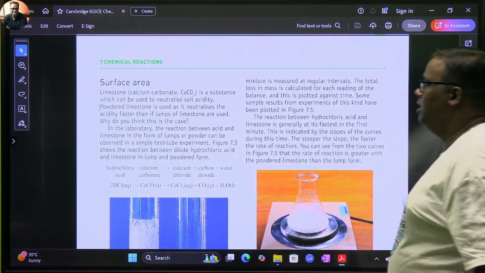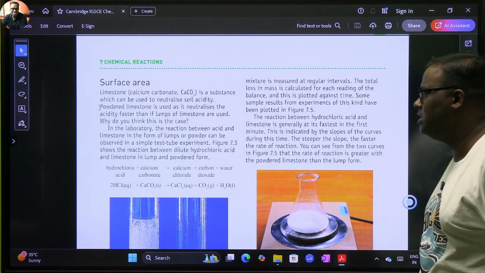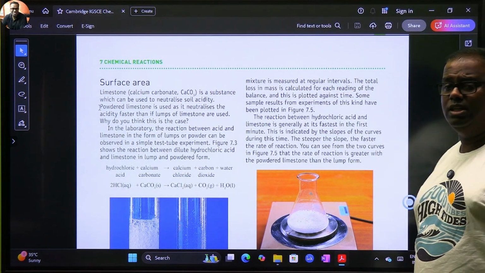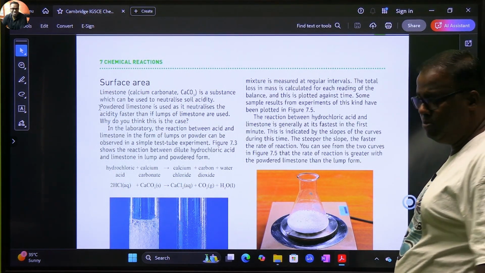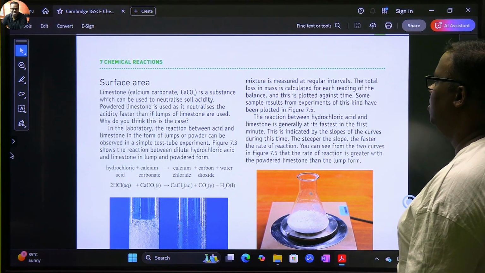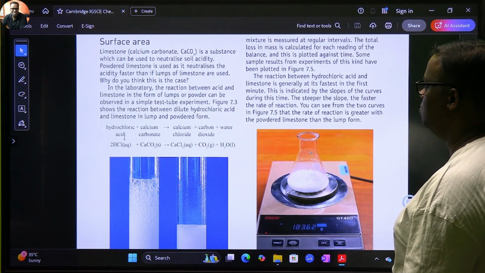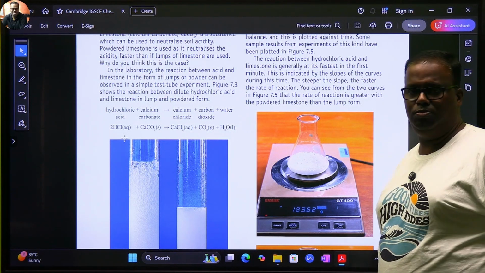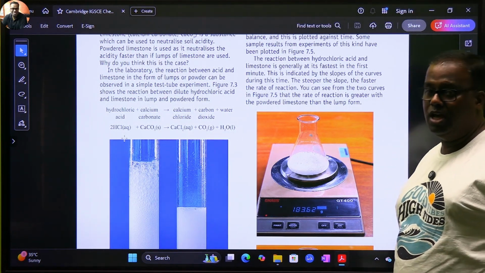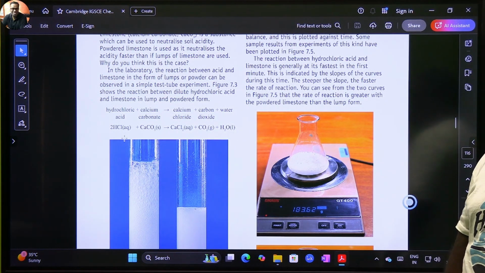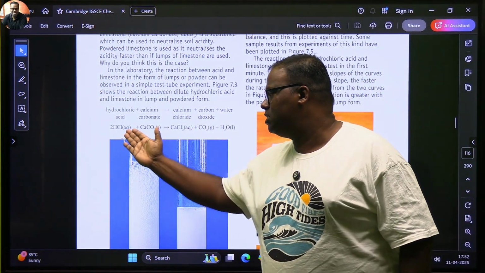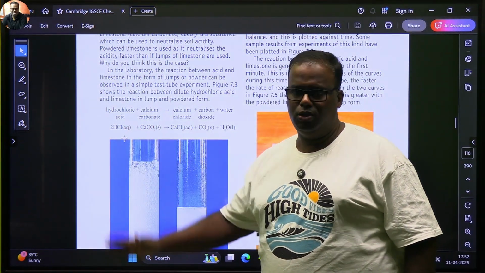It says, in the laboratory, the reaction between acid and limestone in the form of lumps or powder can be observed in a simple test tube experiment. So a lot of ATP factors will come in. We will see them. Okay. So they have taken two test tubes. In one test tube, they have put a lump of calcium carbonate, and the other test tube has powdered calcium carbonate. So let's see the reaction first. Calcium carbonate in solid form is reacting with hydrochloric acid.